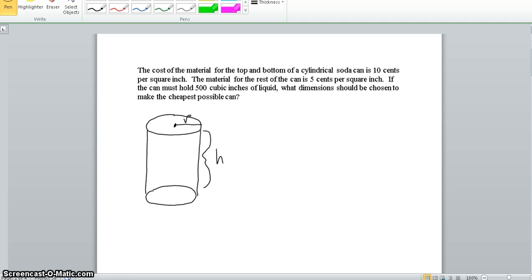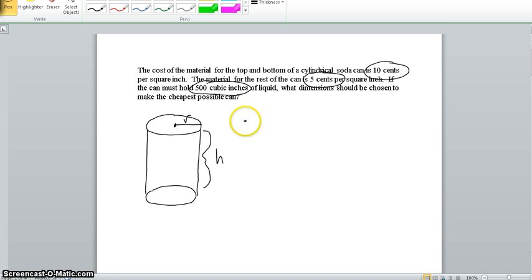So what information are we given? The cost of the materials for the top and the bottom of the can is 10 cents per square inch. The cost for the material for the rest of the can is 5 cents per square inch. And the can must hold 500 cubic inches. Well, there's something maybe we can use.